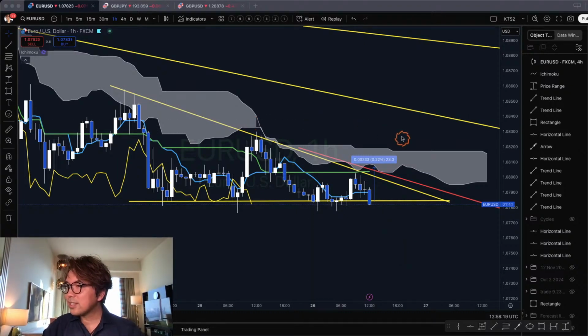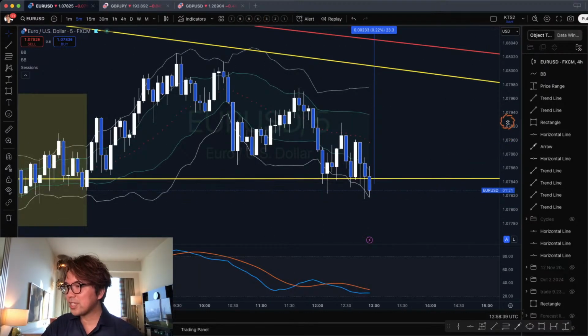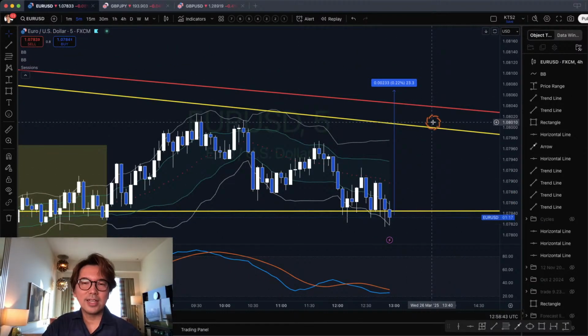Okay, so this was the 1 hour time frame, and if you took already the free KTS course, then you know I enter trades based on 5 or 15 minute time frames. So now let me get down to the 5 minute time frame and talk about how I enter the trade more precisely. So here's the 5 minute time frame, and in this time frame I don't use Ichimoku.